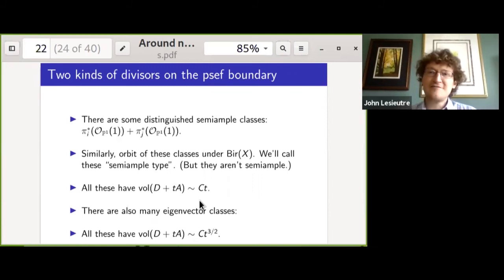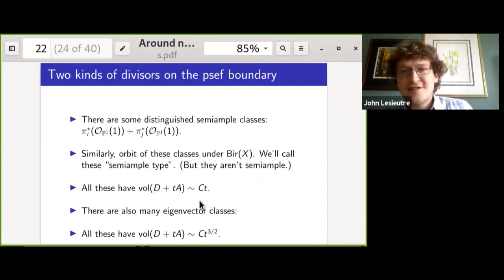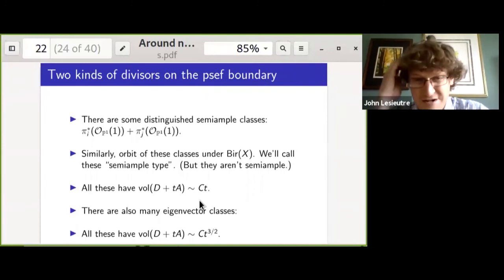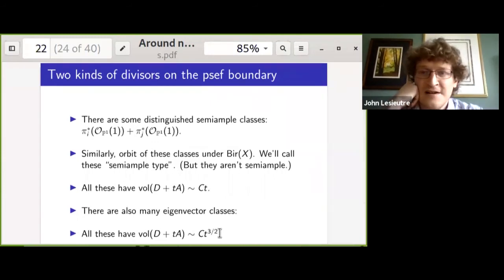All right, now there's some other interesting classes too. We know those semi-ample ones, but you could do the same thing as before, and you could look at eigenvectors. So you could take some fixed word in the generators of the birational automorphism group. Chances are very good that it has an eigenvalue bigger than 1, and you could take the eigenvector associated to that pullback. And just like before, those eigenvectors are going to be pseudo-effective classes. By almost the same argument we did before, any eigenvector class of this type is going to have volume grow about like t to the 3/2 power. So I've switched to volume instead of h0.